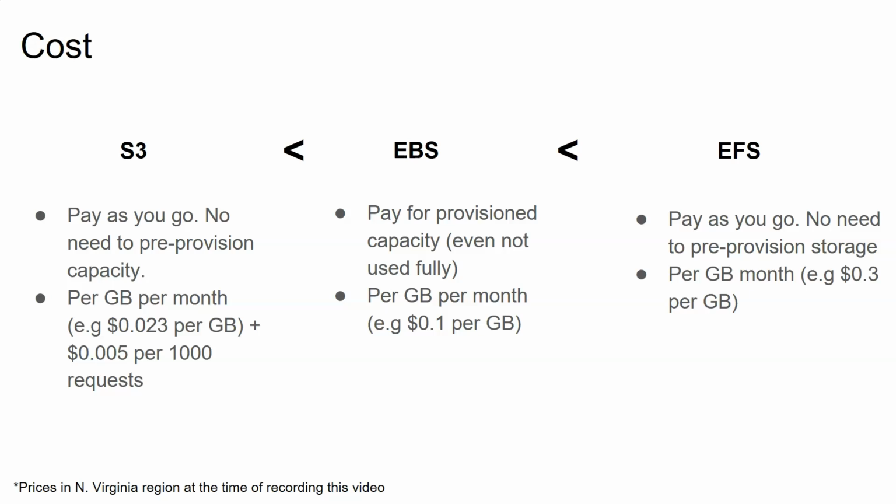So pay as you go means you don't have to pre-provision the capacity, unlike EBS. It is more like S3 here, and the charge is per GB-month, like 0.3 per GB. But that does not mean EFS is always costlier than EBS.